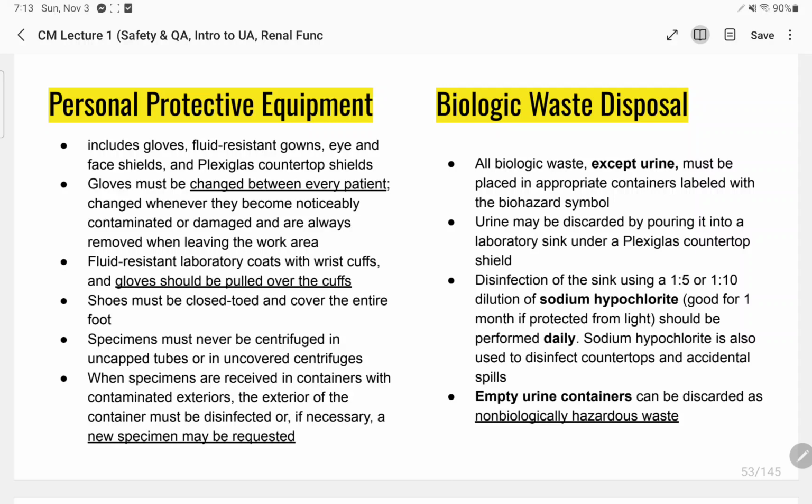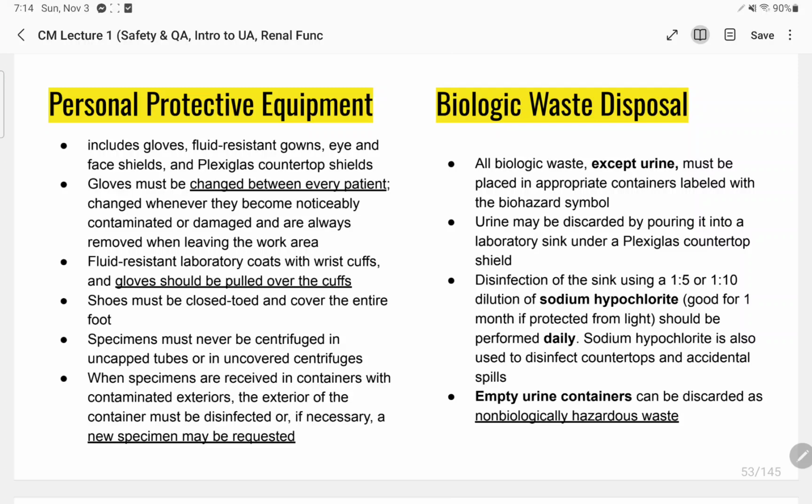Okay, so what are these personal protective equipment? This includes our gloves and fluid resistant gowns. Our lab gowns should be fluid resistant. Okay, they should be waterproof. They should not immediately soak up any fluid as much as possible. And then another one is eye and face shields, goggles, and especially face shields. We can also use plexiglass countertop shields, especially when dealing with fluid specimens or any procedure that can cause aerosol formation.